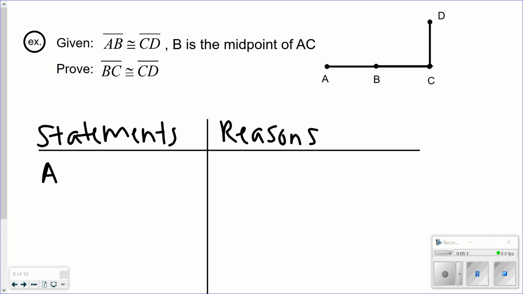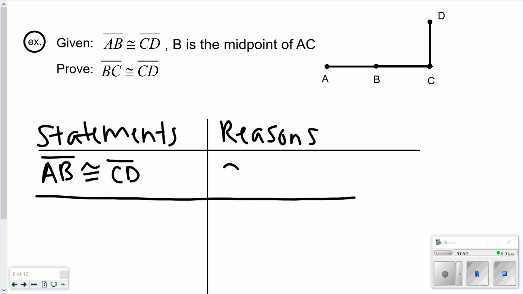So AB is congruent to CD. That's the first thing I'm going to write because it's my given. Now I'm going to look at my diagram and I want to make markings for this. So AB is congruent to CD. Remember, those tick marks just mean that they are the same length.